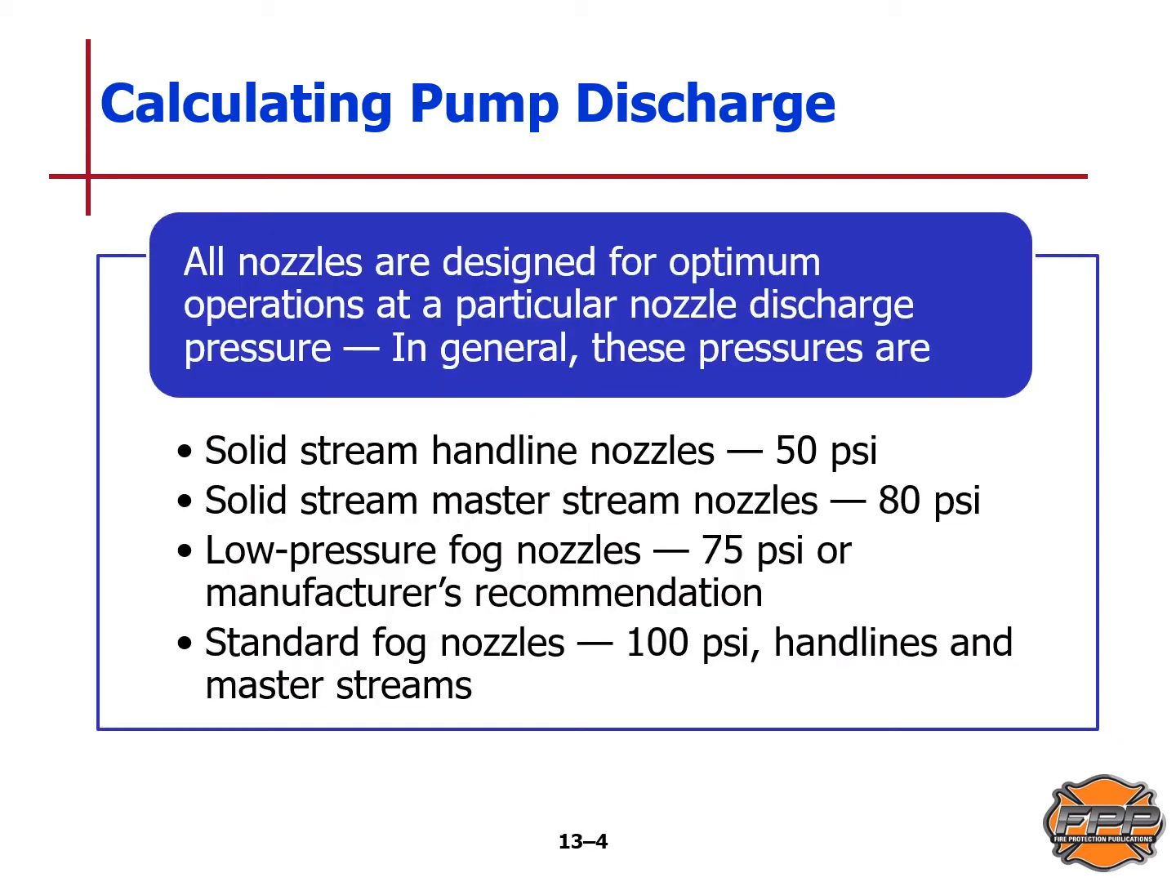All nozzles are designed for optimum operations at particular nozzle discharge pressures. In general, these pressures are: solid stream handline nozzles, 50 psi; solid stream master stream nozzles, 80 psi; low pressure fog nozzles, 70 psi or the manufacturer's recommendation; and standard fog nozzles, 100 psi for handlines and master streams.